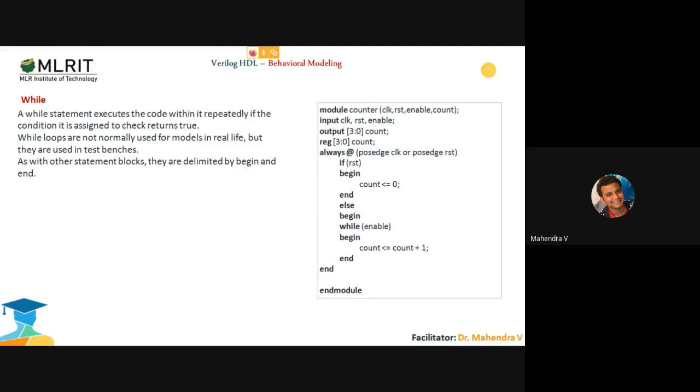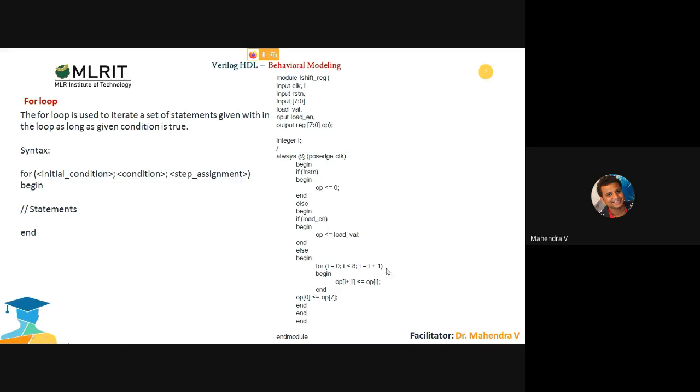After that, another construct is the for loop. Anyway, I will share these PPTs with you. You can go through it. This is the syntax for the for loop. For the initial condition we can specify I equal to 0, then the condition I less than n, and after that the assignment, that is incrementing the I. Then after the begin, we write the set of statements for the for loop between the begin and end. Always, if there is begin, there should be end.